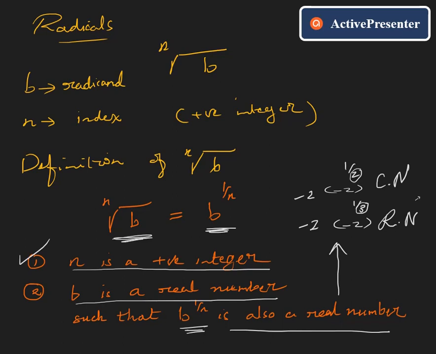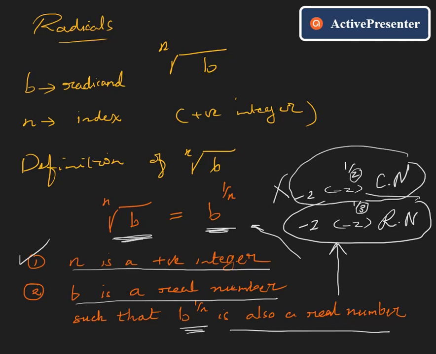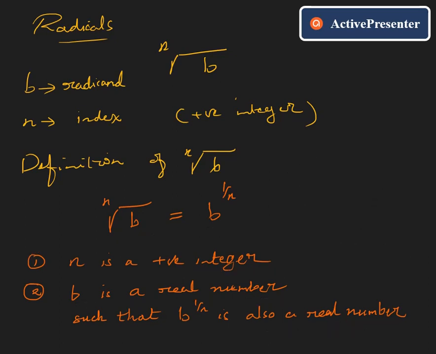Okay, this case here where b to the power 1 over n is a real number does apply in the radicals. However, this case, which is minus 2 to the power half, doesn't apply in the definition of the nth root of b. Again, the nth root of b is equal to b to the power 1 over n, provided that n is a positive integer and b is a real number, where also b to the power 1 over n is a real number.